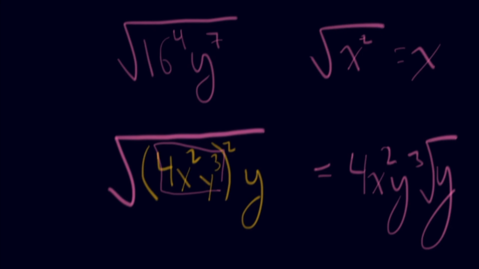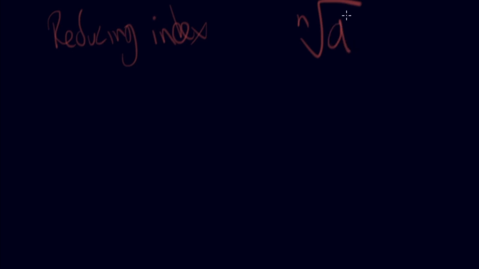Let's take a look at another idea. And this is going to be about reducing the index. So this is another simplifying thing. So we're going to call this reducing the index. And we're going to use the law. So we're focusing on a few laws today. And this law is a to the m over n. That's really important to understand. So let's start off nice and easy.